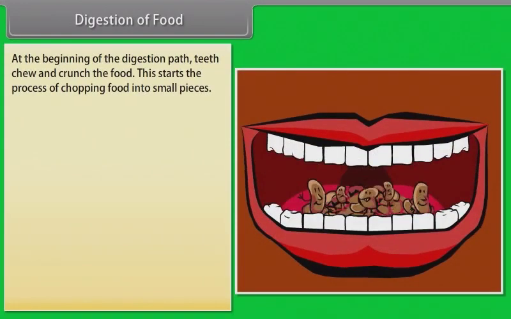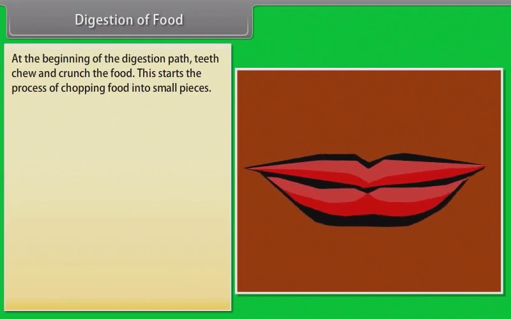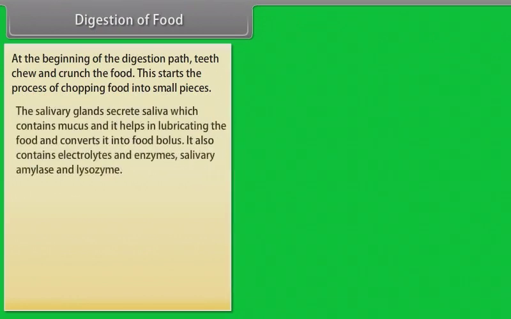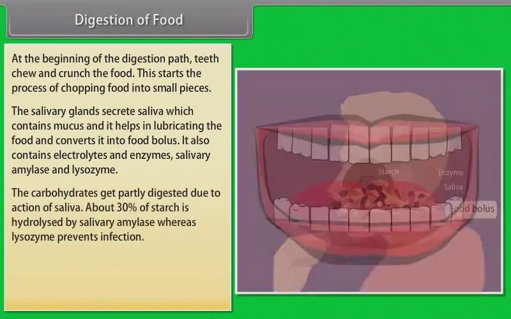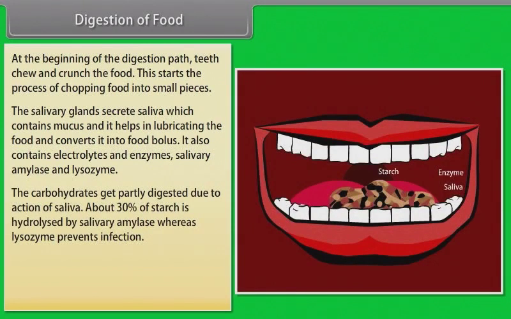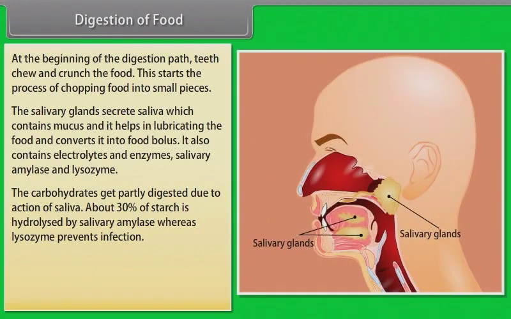Digestion of food. At the beginning of the digestion path, teeth chew and crunch the food. This starts the process of chopping food into small pieces. The salivary gland secretes saliva, which contains mucus and helps in lubricating the food and converts it into food bolus. It also contains electrolytes and enzymes, salivary amylase and lysozyme. The carbohydrates get partly digested due to the action of saliva. About 30% of starch is hydrolyzed by salivary amylase, whereas lysozyme prevents infection.